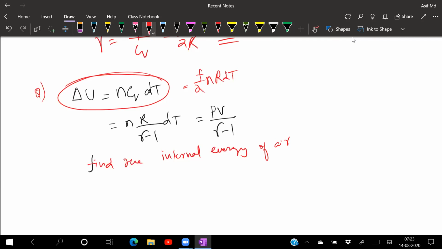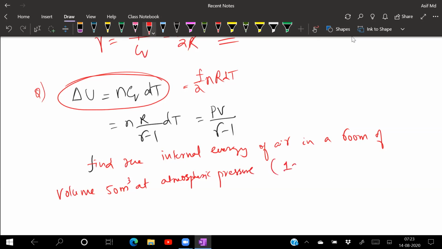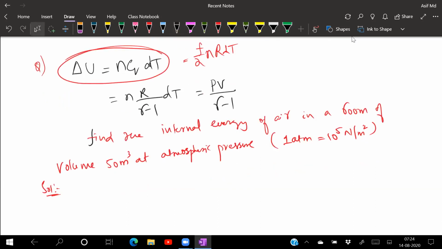Now the question is: find the internal energy of air in a room of volume 50 meter cube at atmospheric pressure. Remember that 1 atmosphere is always equal to 10 to the power of 5 Newton per meter square. This is a constant value, you need to remember it. Sometimes they may not give those values. Now what is being asked? Find the internal energy for air. Air is what?